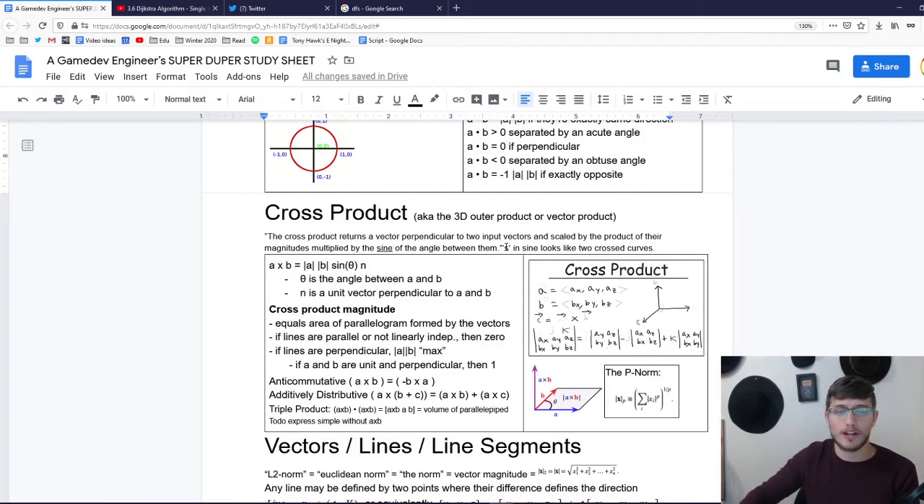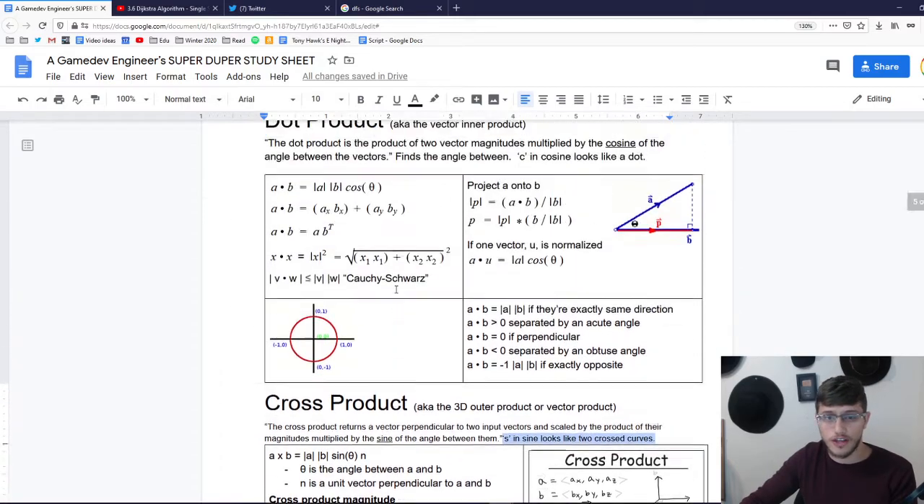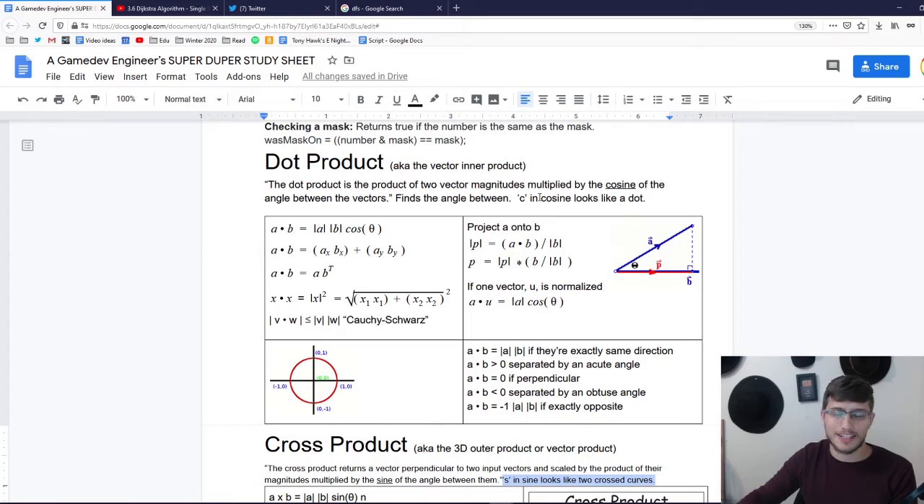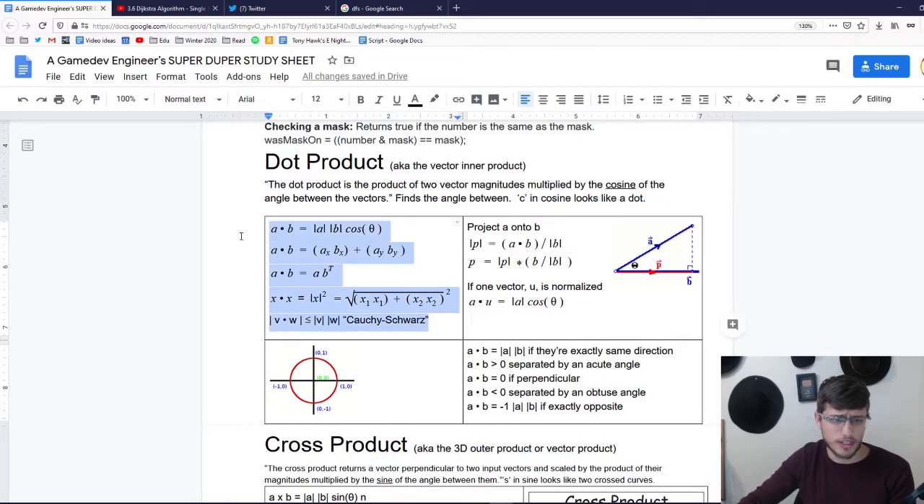And how do I remember that? Well, I think that the S in sine kind of looks like two crossed curves. So that's how I keep the difference straight in my head. With the dot product, it's like a dot, it's a cosine. So that's my mnemonic there. Hopefully that helps you. And then there's just a bunch of formulas which you're going to need to memorize with respect to the dot product.